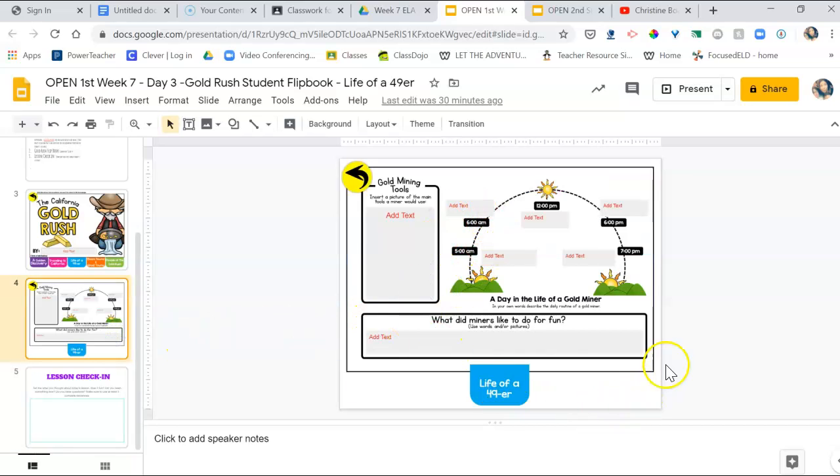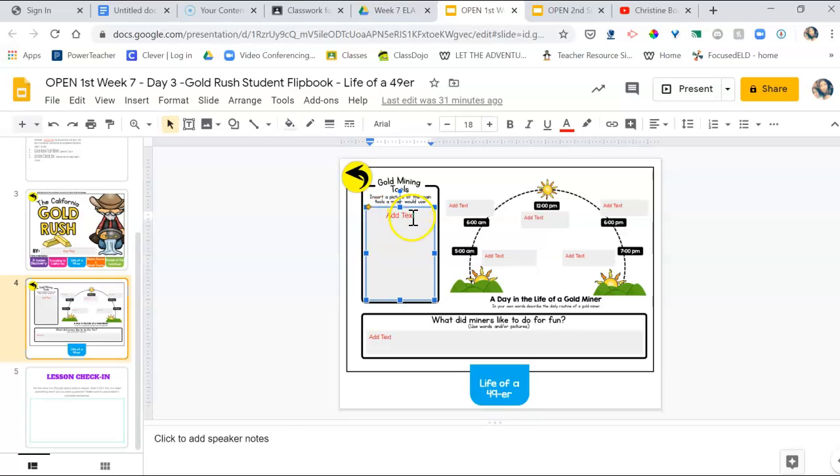So as you saw yesterday, the slide that we had to fill out was pretty much a mirror image of the slide that we looked at on the second slide deck. So this one may be similar to that. So you want to look at what you're looking for. It says insert a picture of the main tools a miner would use. So if you don't want to insert a picture, you can just add the text of what they are. So whatever the tools are, you can write it out if you don't want to put a picture there.